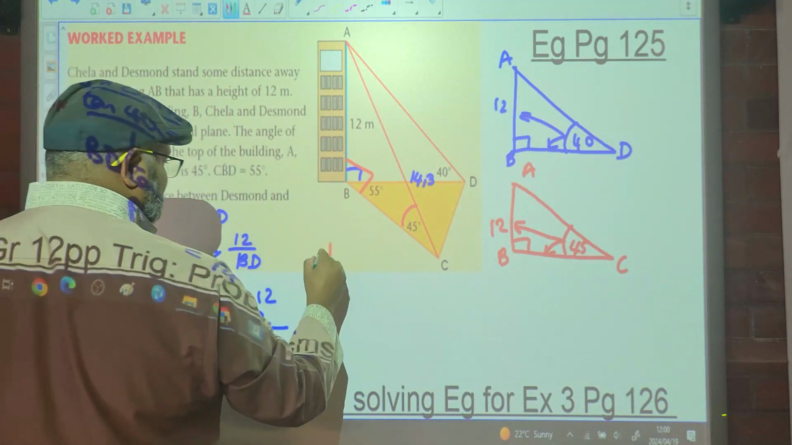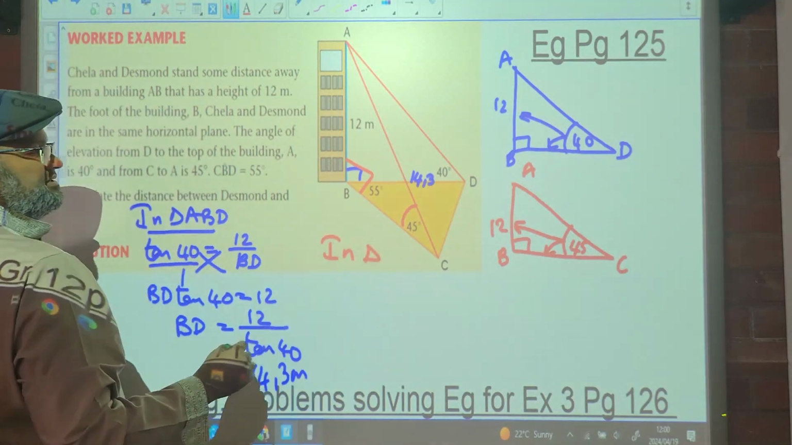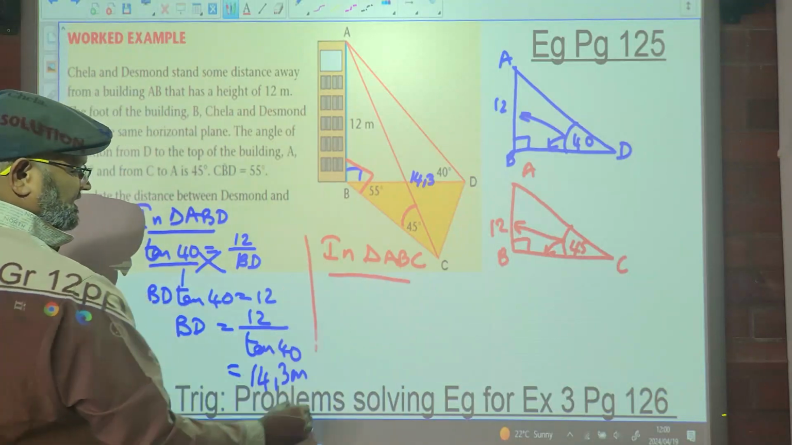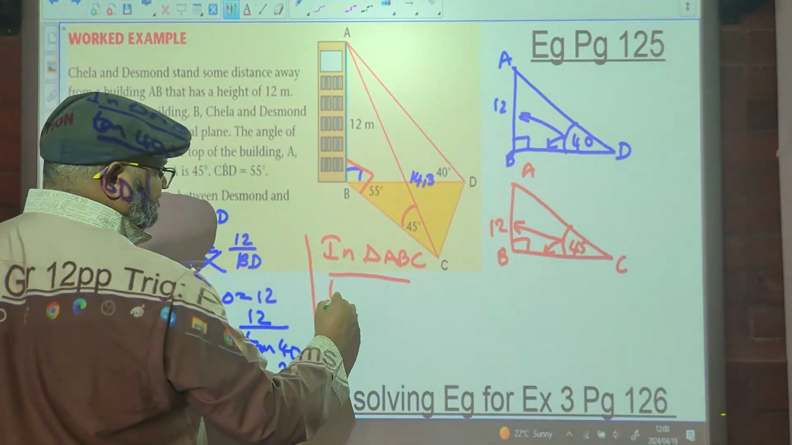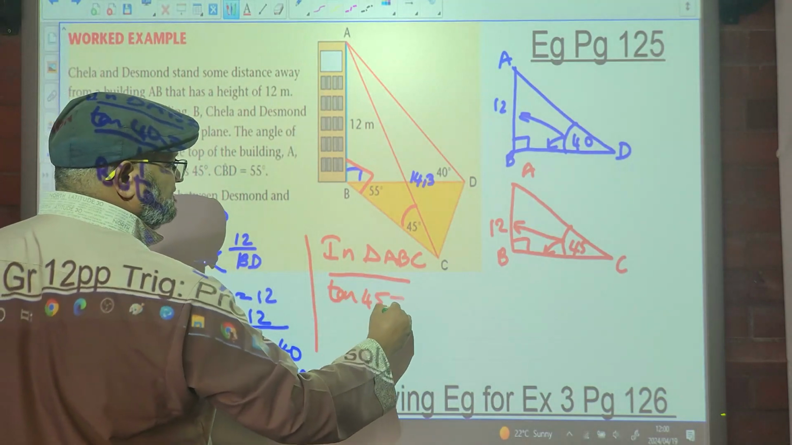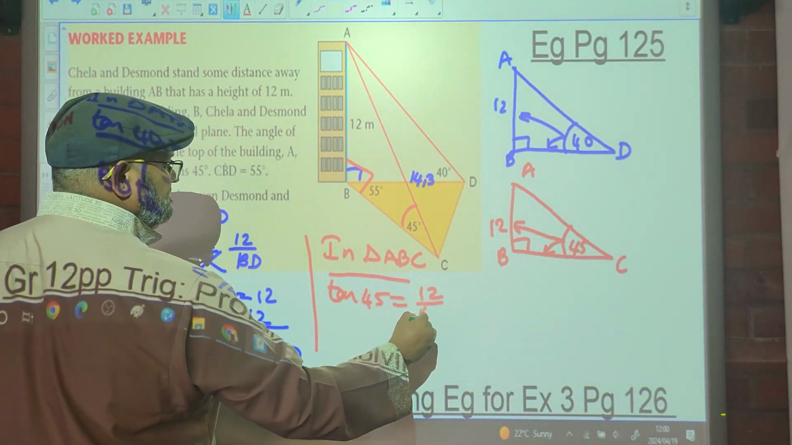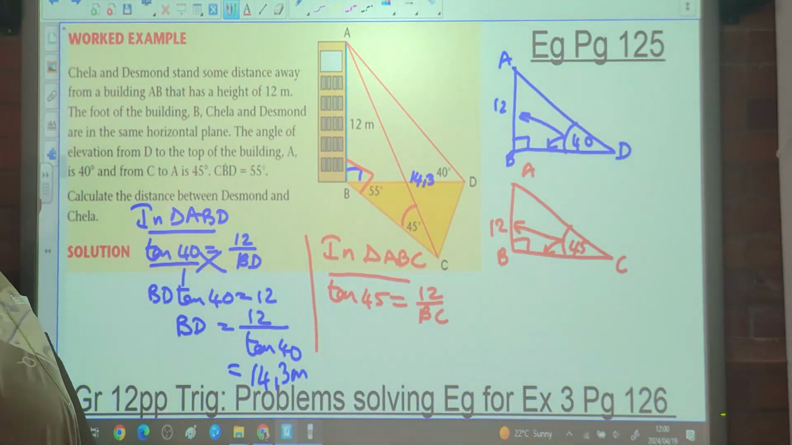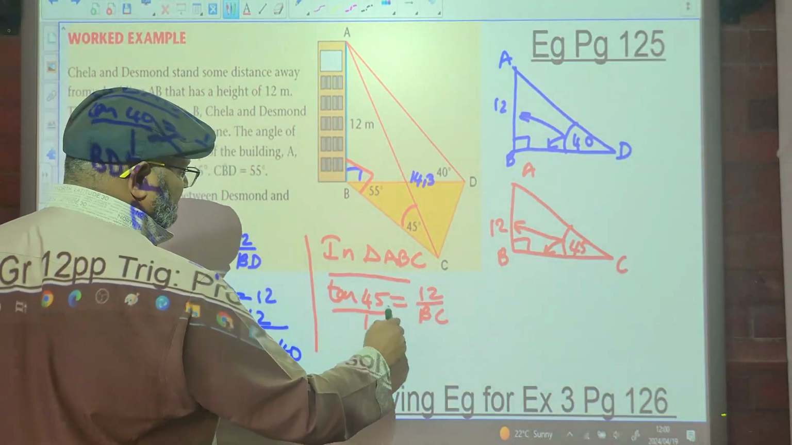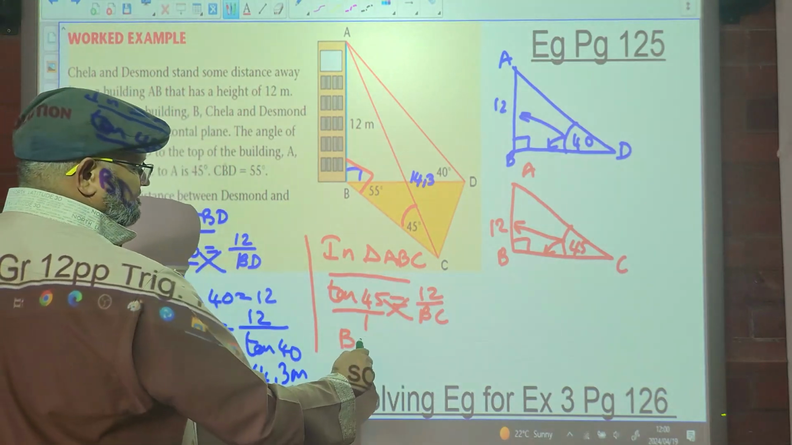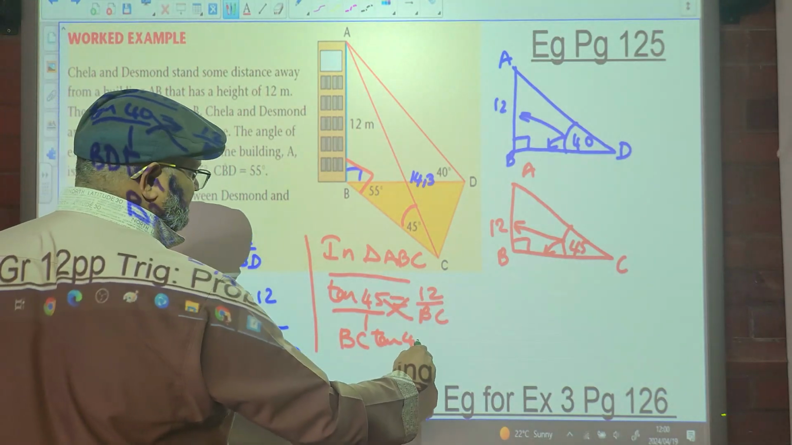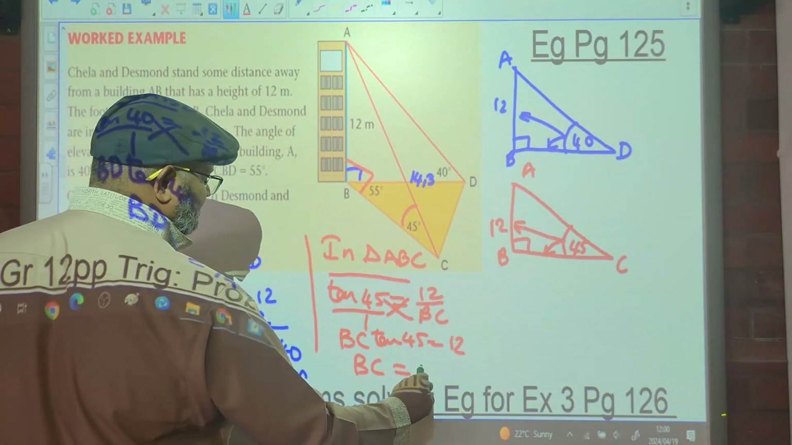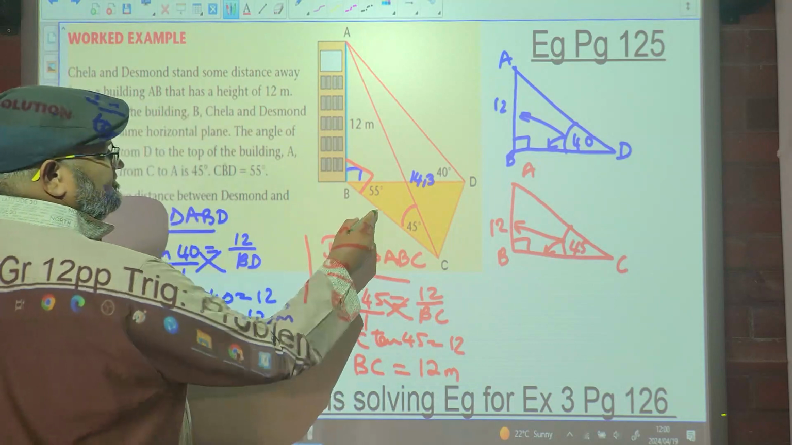Okay, so that is in triangle ABC. So what can I say? Tan of 45 is equal to 12 over BC. We know this is 1, so BC is 12, no? Okay, but let's act dumb and we don't know that, okay? So we cross multiply. So BC tan 45 is equal to 12. So BC is equal to 12 over tan 45, which is 12 meters.